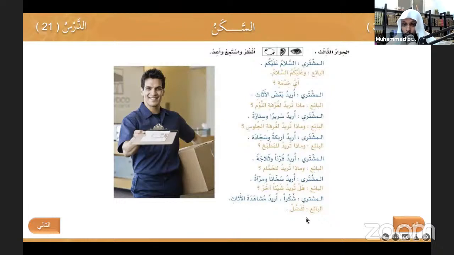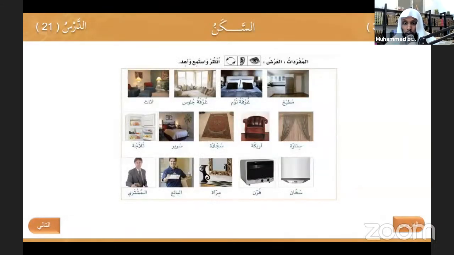I want to see the furniture. تفضل, we've already covered that, which means welcome. Okay, and these are the words. الدرس الحادي. So now inshallah ta'ala to recap what we've learned in terms of grammar and vocabulary.